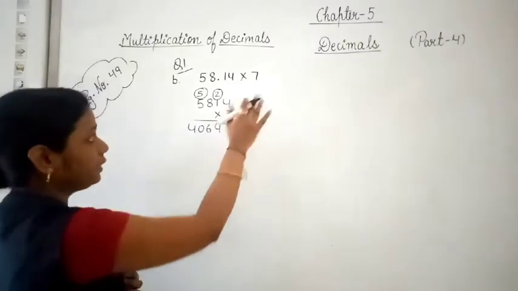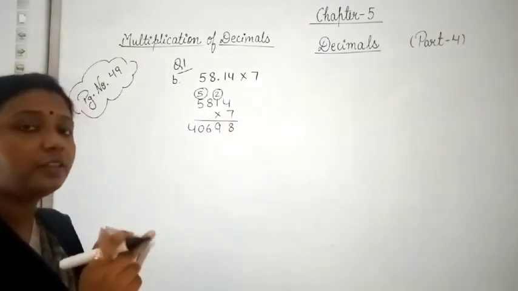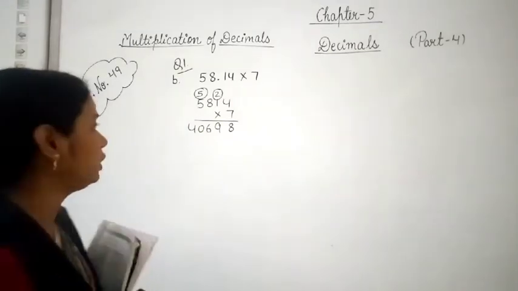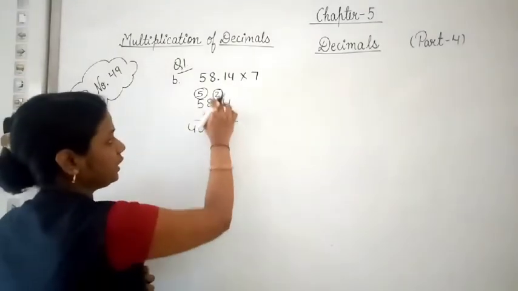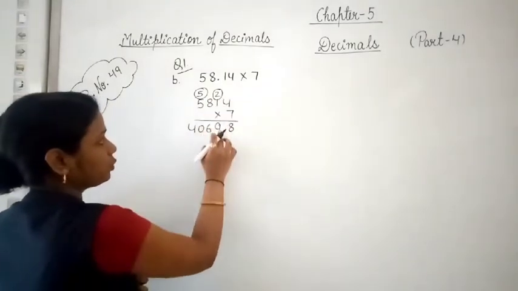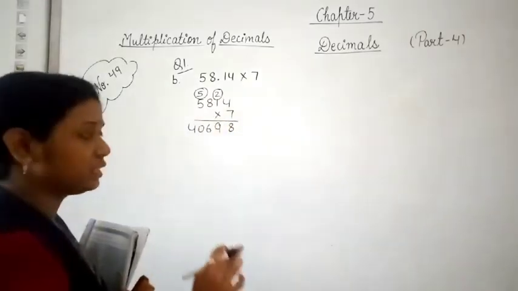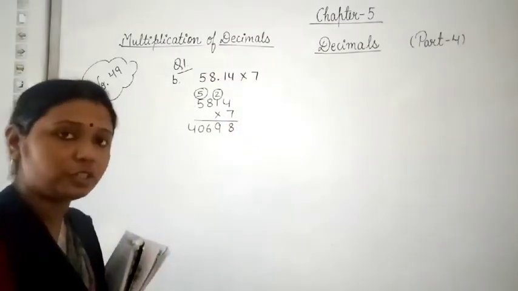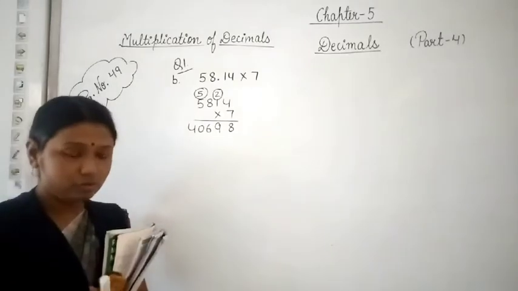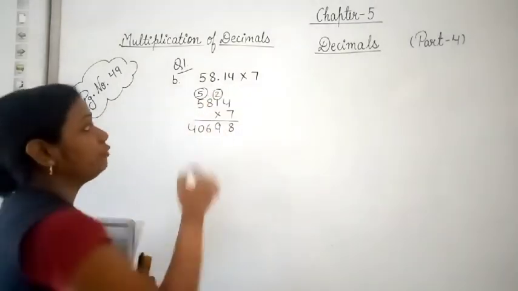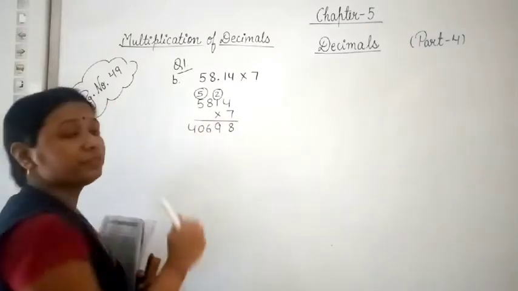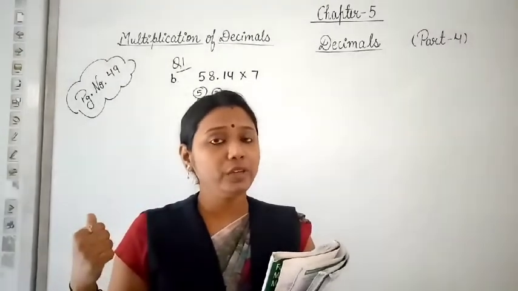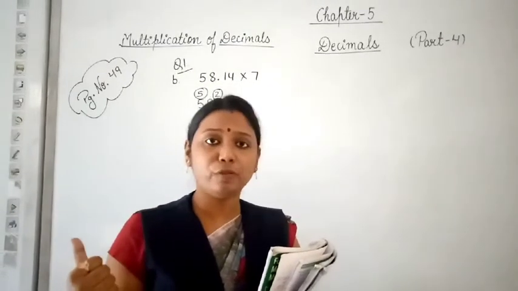But before writing it directly, let me check it once again. The way I am telling you here, the same thing you have to do while solving the questions. Okay, so I am checking it again. 7 4s are 28. 7 times 1 is 7 plus 2 is 9. 7 times 8 is 56, 6 and 5 carried. Then 7 5s are 35. 35 plus 5 is 40. So our answer is correct. Now, as you know, the actual number is 58.14. Yes, the number wasn't 5814. We have written it because we are confident, because we have done such kind of multiplication many times before.